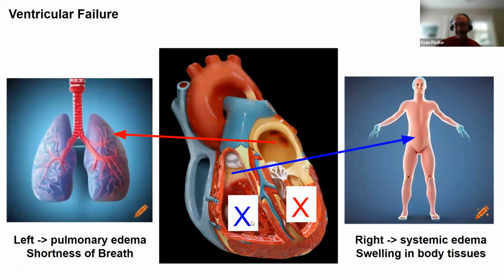Right ventricular failure backs up to the right atrium. Where did that blood come from? It came from the body. And since the fluid is backing up into the body, we see abdominal ascites, swelling in the abdomen, swelling in body tissues throughout, systemic edema, swelling in the legs, in the lower legs, and also in the ankles and in the feet.